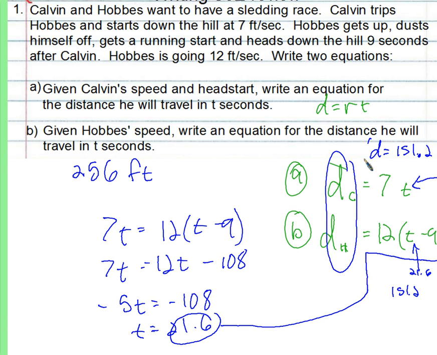So what's this distance? What does it mean? That's how far they are when, who passes who? Hobbs passes Calvin. Hobbs is going faster, Hobbs has caught up, Hobbs is now passing Calvin. So who wins the race? Hobbs. Hooray, Calvin.